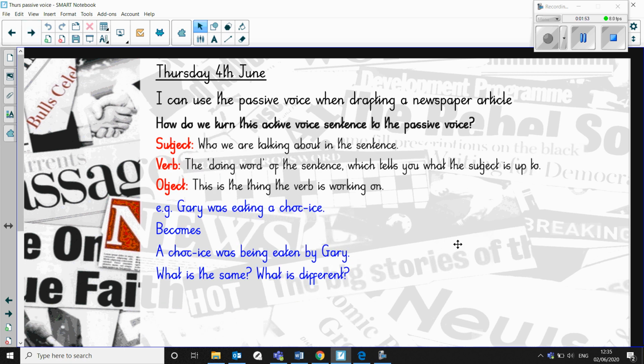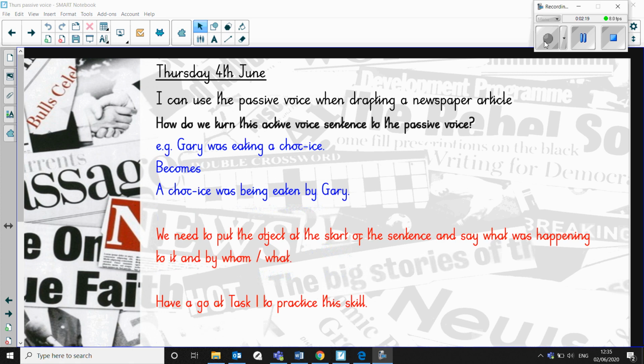If we're going to turn these active voice sentences into passive voice sentences, we need to flip the order in which they're written. So the active voice sentence, Gary was eating a choc ice, becomes a choc ice was being eaten by Gary. What do you notice is the same? What's different? And I want you to think carefully about the word order here. Okay. Hopefully you spotted that we need to put the object at the start of a sentence with the passive voice and say what is happening to it and by whom, or sometimes by what.